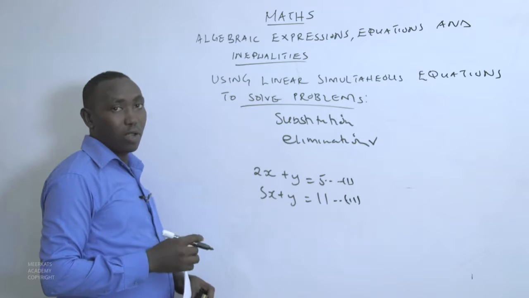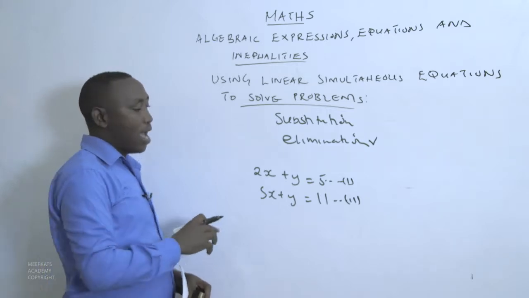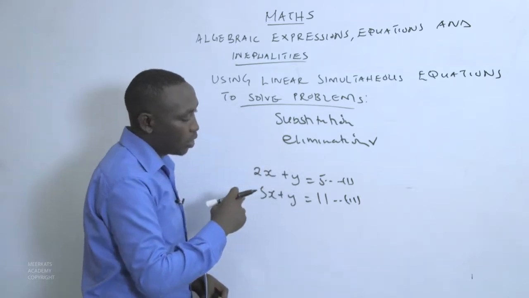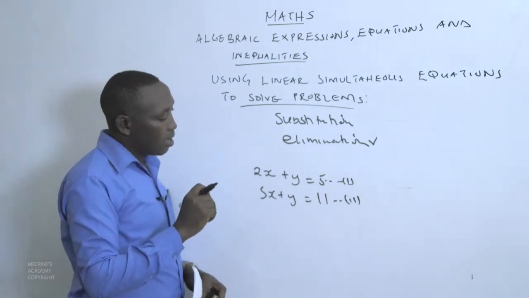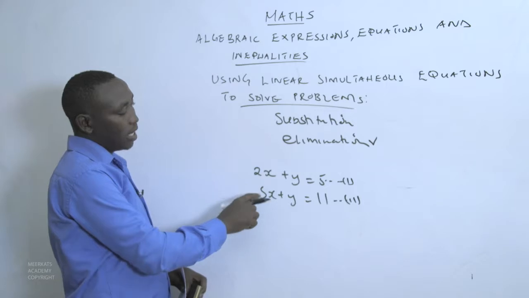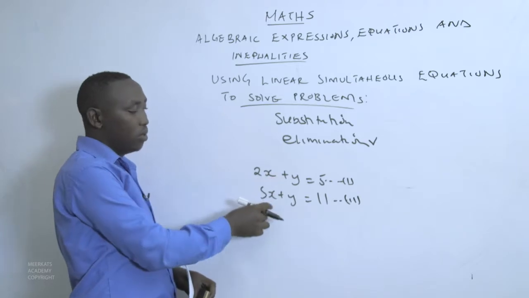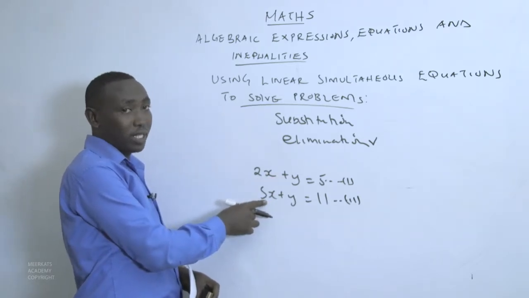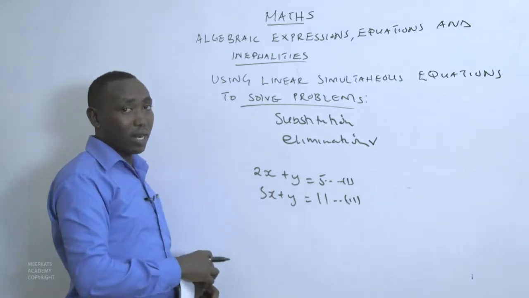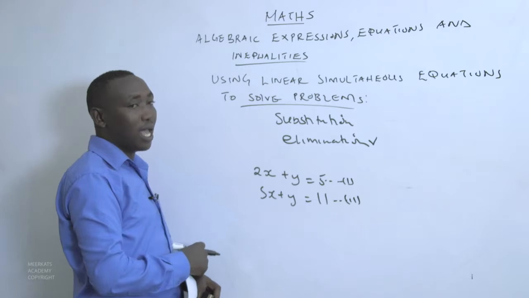We say that in elimination, we tend to eliminate a pronumeral so that we remain with only one pronumeral. And it is always good to inspect where we have pronumerals containing the same or equivalent coefficients. Like in this case, if you look at the pronumeral x, the coefficient of x in the first equation is 2. It's 5 in the second equation, so they are not the same. And here, the coefficient of y is 1, the coefficient of y is 1. Therefore, it is easier for us to eliminate y in this particular case.